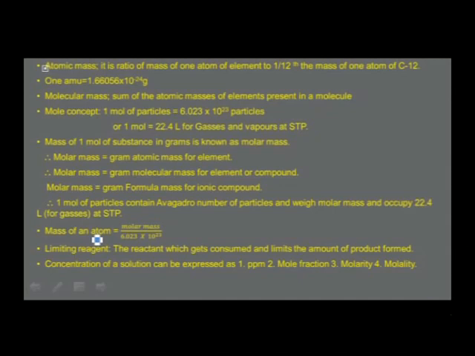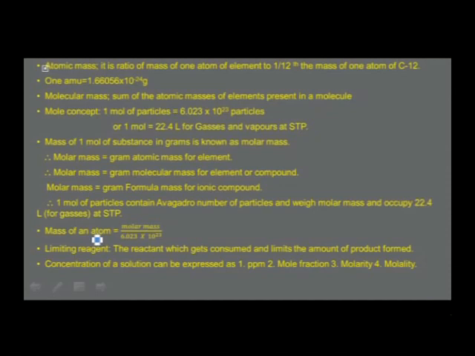Molar mass is mass of 1 mole of a substance in grams, and molar mass is connected to gram atomic mass, gram molecular mass, gram formula mass. How? Molar mass is equal to gram atomic mass for an element. Molar mass is equal to gram molecular mass for an element or a compound. Molar mass is equal to gram formula mass for ionic compound.